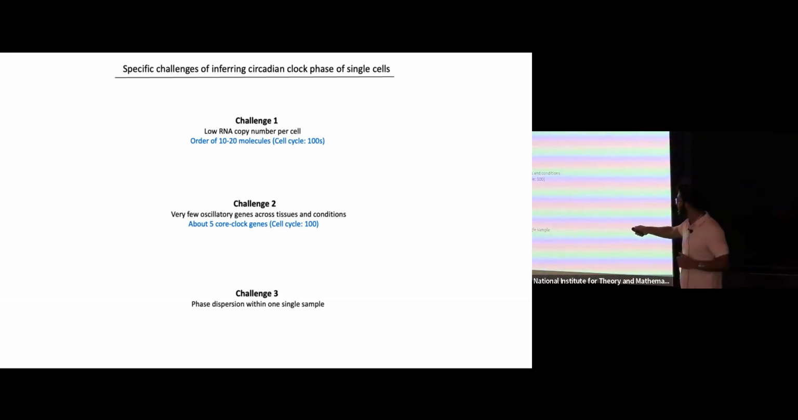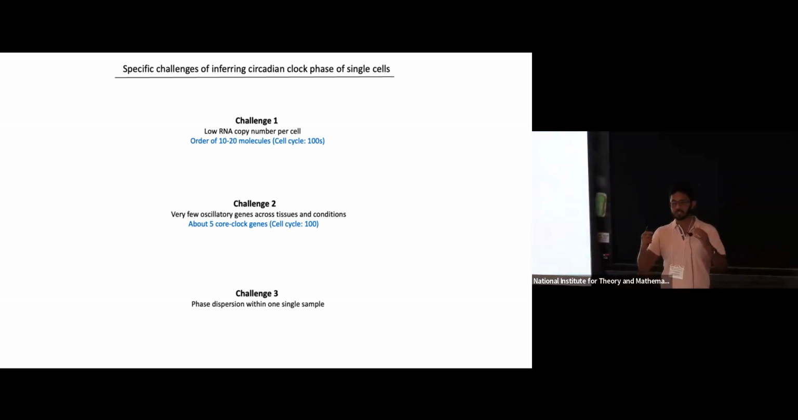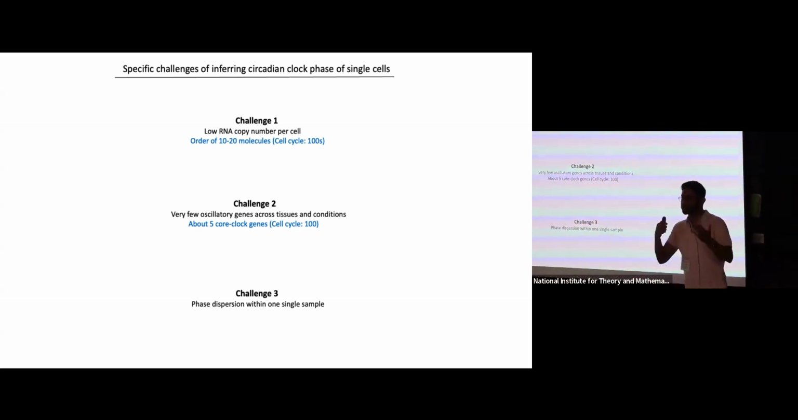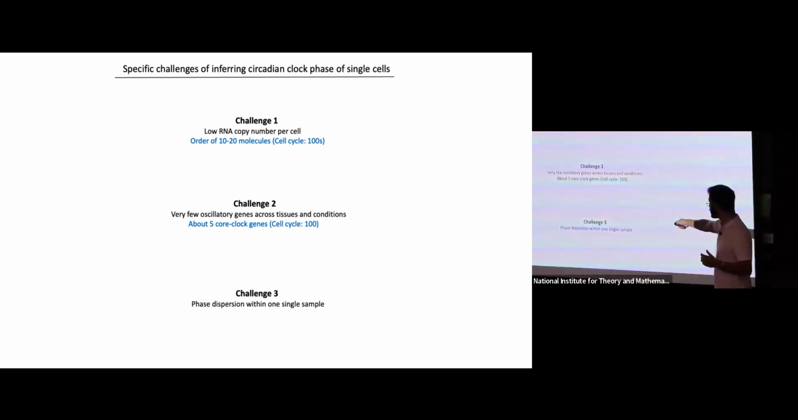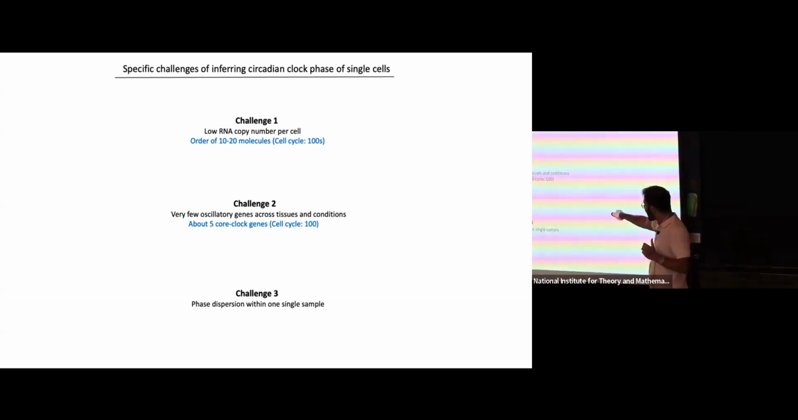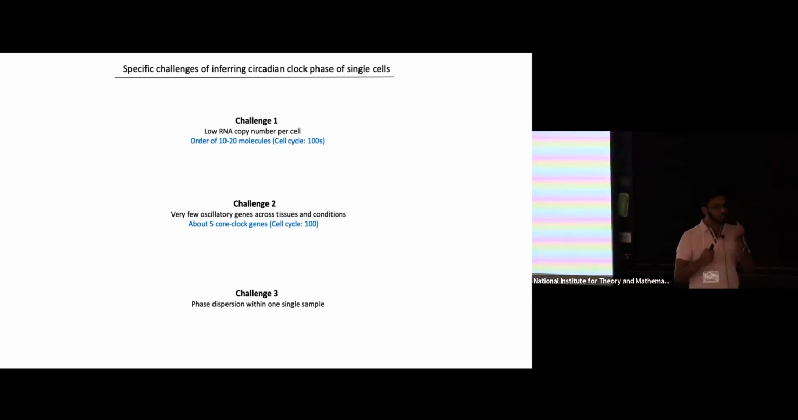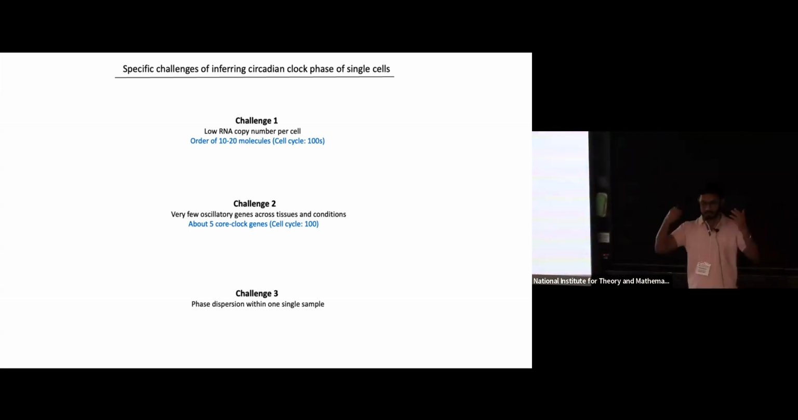The second challenge is you have very few oscillatory genes across conditions. So this inference problem that we are trying to solve is using of the order of 10 core clock genes. Again, compared to the cell cycle, you have about hundreds of such genes. Here you have only about 5 core clock genes. And so the broad question is, when you have so few physiologically relevant genes to work with, is this notion of a single cell circadian clock state even meaningful, with such low numbers of genes and so much expression noise?